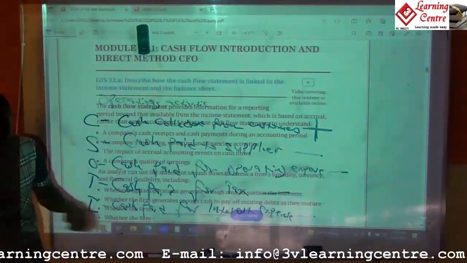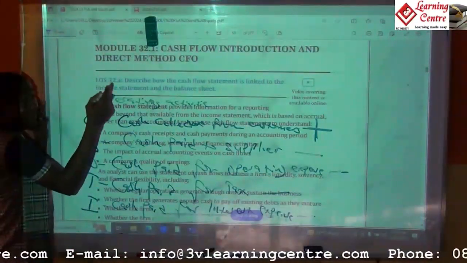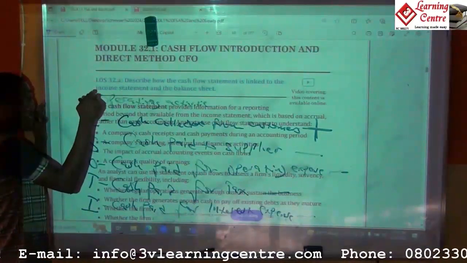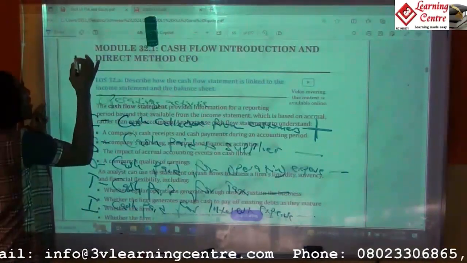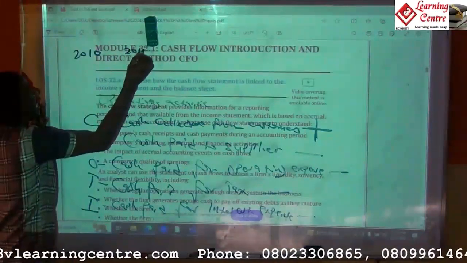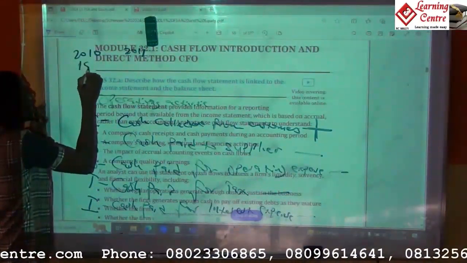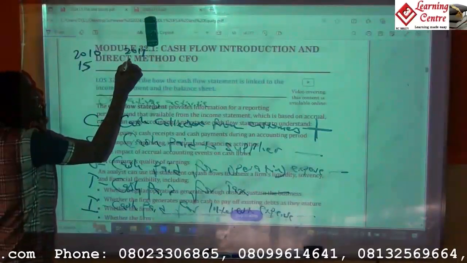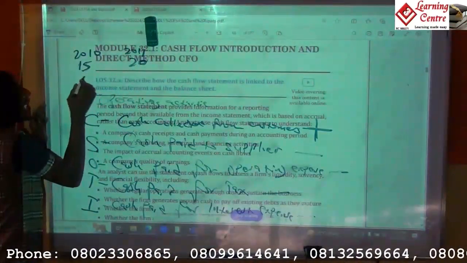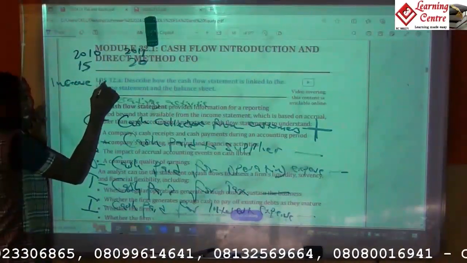Are we good? So the next thing is, how do we go about this? We say whatever you do in your income statement or your balance sheet, you do the opposite in your cash flow. If, for instance, let's say in 2010 and 2011, your receivable is 15, and it has increased to 20. That's an increase in receivable, an increase in current asset, have you?